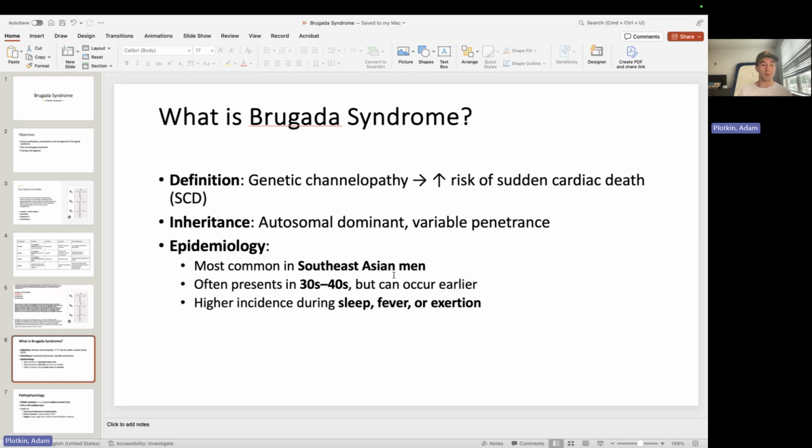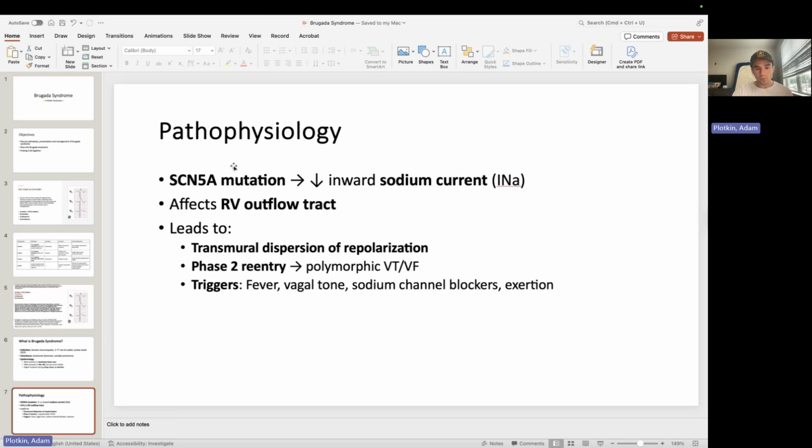So when I think about syncope, a patient presents to the ED, we're going to get some sort of EKG, and that's how we would dive deeper into Brugada syndrome. So what is the pathophysiology? It's an SCN5A mutation, which leads to a decrease in the inward sodium current. We called it a channelopathy, and now we can get a little more specific. It's a sodium channelopathy, a problem with the sodium channels, which leads to decreased inward sodium current. It affects my right ventricular outflow tract, and that leads to transmural dispersion of repolarization. And it leads to phase 2 reentry and polymorphic ventricular tachycardia and ventricular fibrillation.